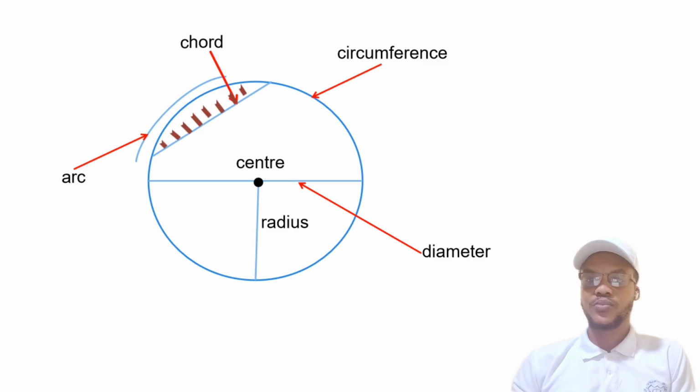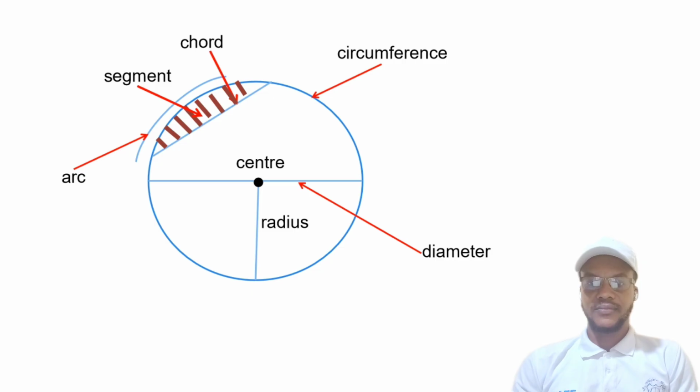Then let's also look at this shaded region where the chord is. This shaded region is also called what? Segment. Okay, segment. So take note of that. When we say segment, we are talking about a region bounded by the chord and the arc. A region or an area bounded by the arc and the chord is called a segment.